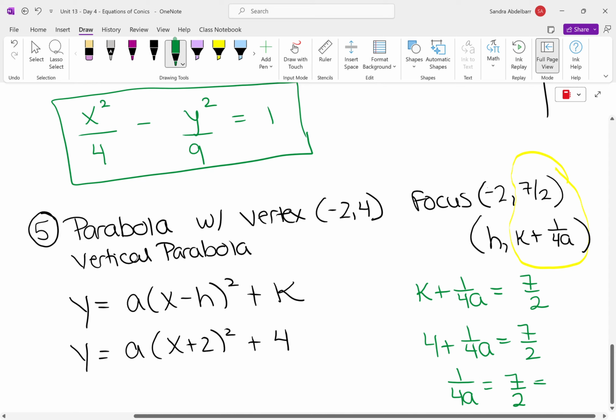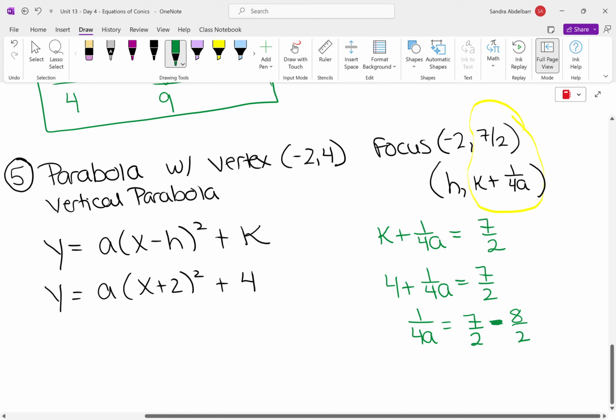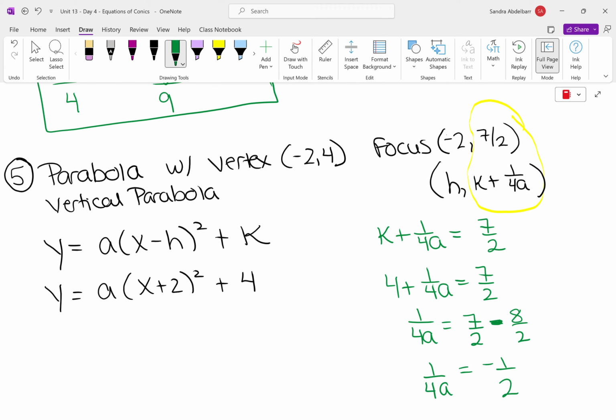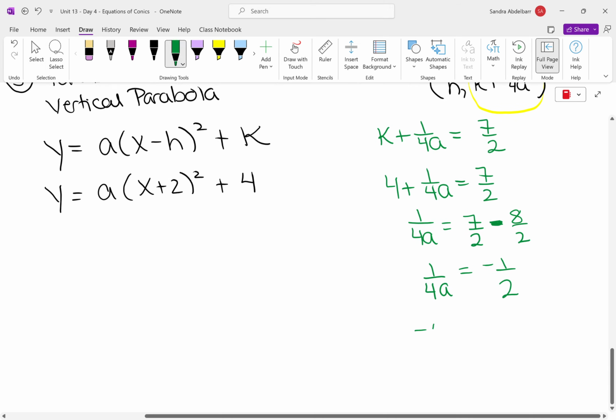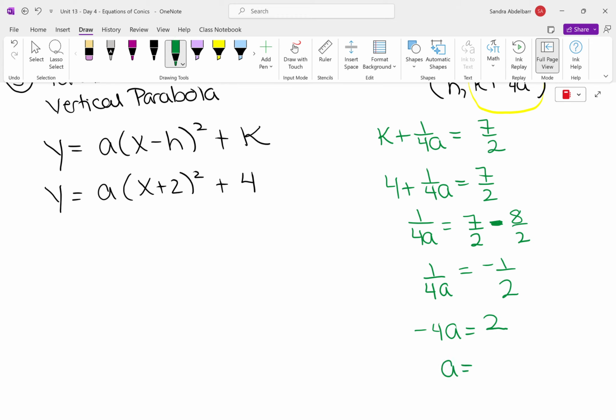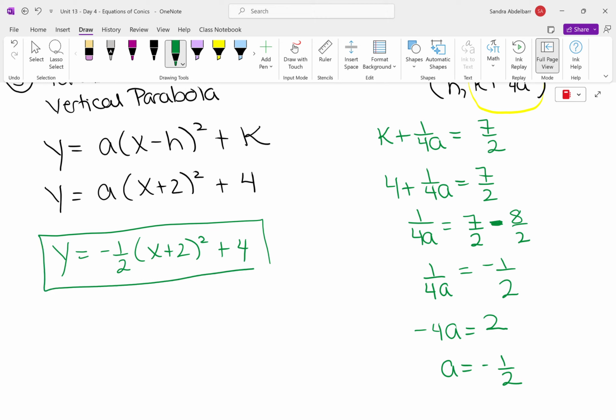I need to solve for a. I'm bringing that 4 over, so I'm going to have 1 over 4a equals 7 over 2 minus 8 over 2. I just made a common denominator. So 1 over 4a equals negative 1 over 2. I'm going to cross multiply. Negative 4a equals positive 2. So a equals negative a half. So now our equation of this parabola is y equals negative a half times the quantity of x plus 2 squared plus 4.